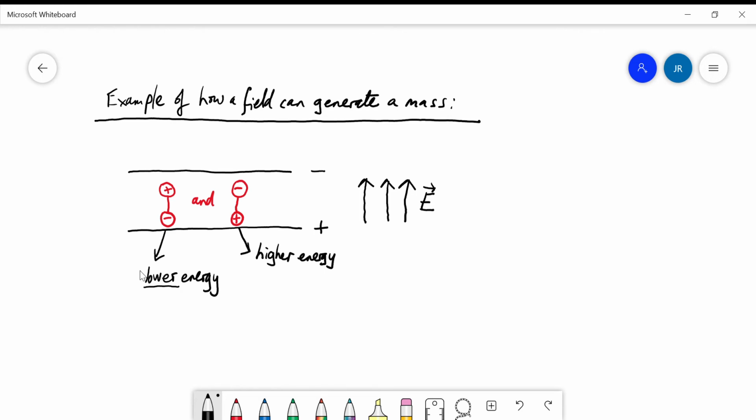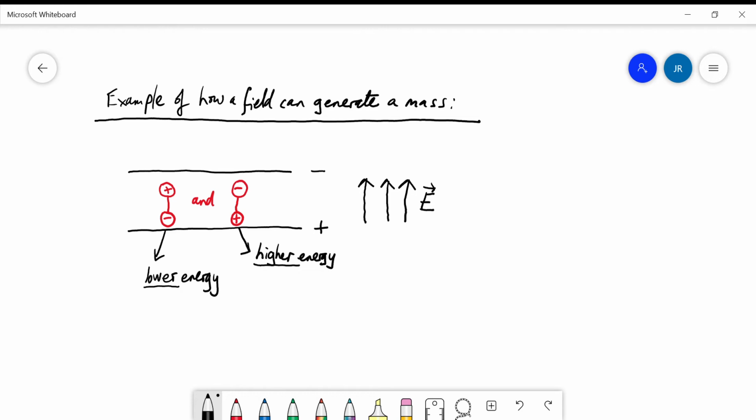Whereas we look at the higher energy dipole, then we've got repulsion. The negative end of the dipole is repelled by the negative plate here. Likewise, the positive end of the dipole is repelled here. So clearly, I can distinguish between these two orientations in an electric field.